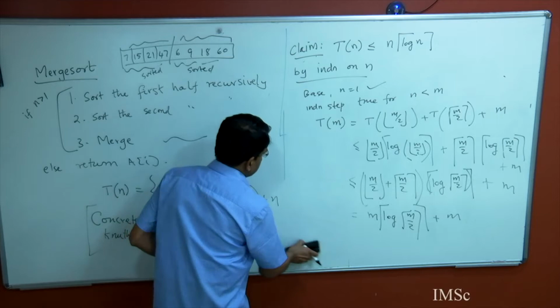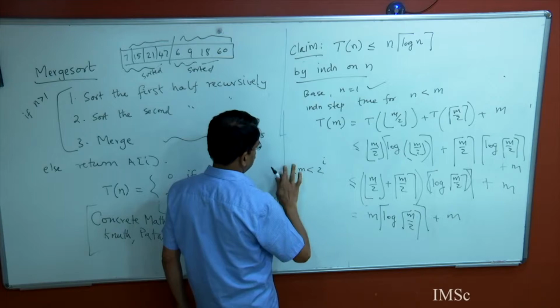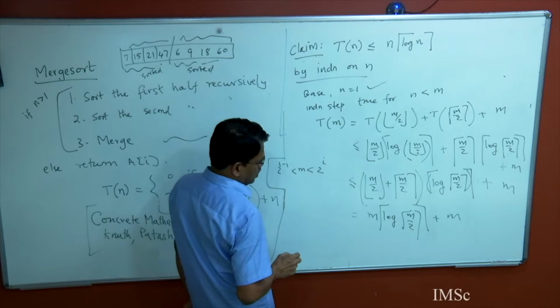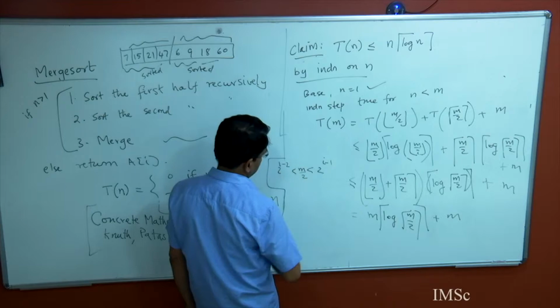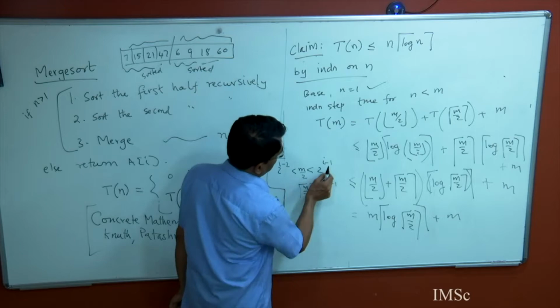Now let us apply the same kind of trick which I did before. If m is not a power of 2, then it lies between 2 consecutive powers of 2. So m by 2 would be like this. Now when I take ceiling m by 2, it may become equal to 2 power i minus 1, because there may be a plus 1 which I get.